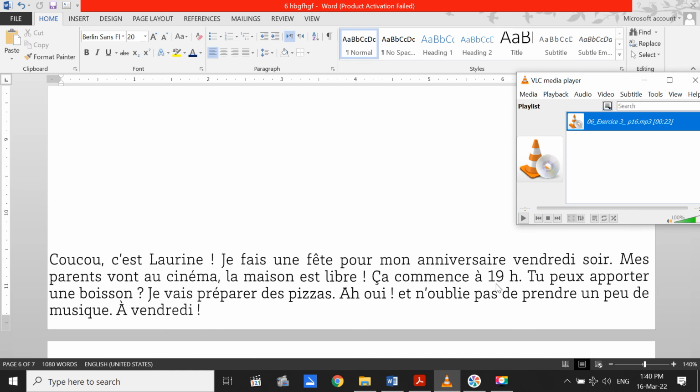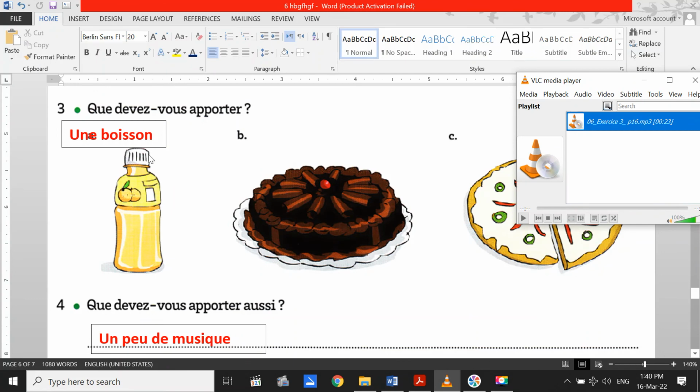À 7h du soir. Tu peux apporter, you can bring, une boisson. Que devez-vous apporter? Une boisson, a drink.